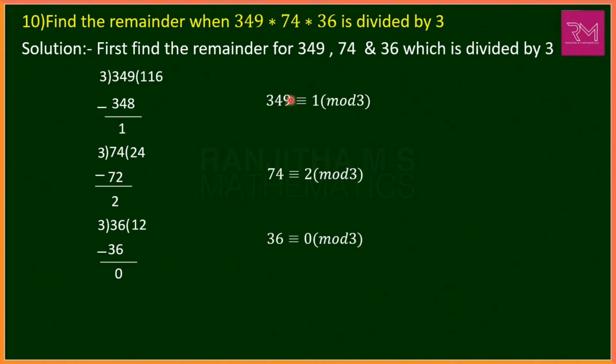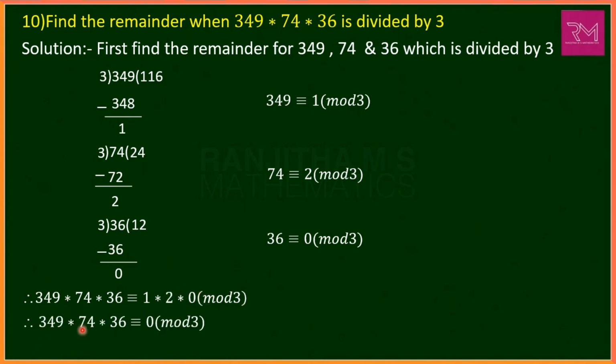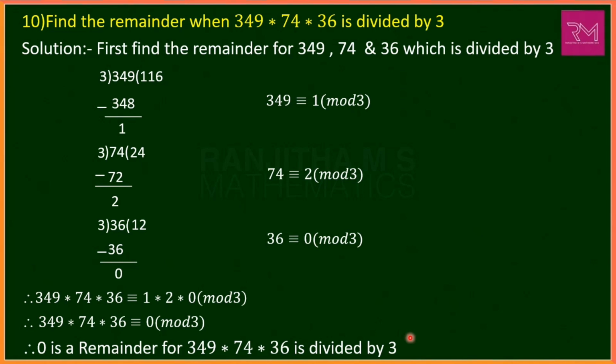Next we multiply these 3 congruences. We get 349 into 74 into 36 is congruent to 1 into 2 into 0 mod 3. On the right hand side we get 0. Therefore 349 into 74 into 36 is congruent to 0 mod 3. Therefore we can conclude that 0 is the remainder for 349 into 74 into 36 when divided by 3. This completes the problem.